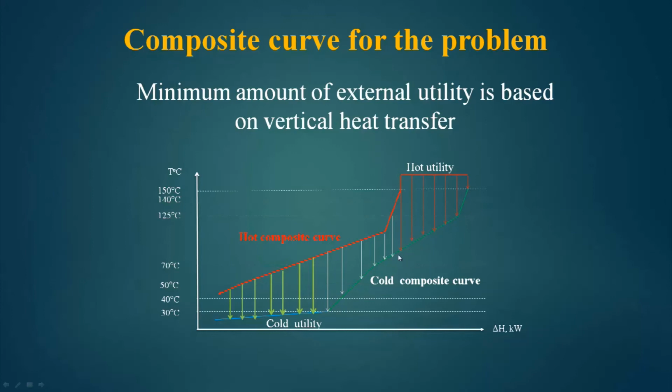This is the cold composite curve. Similarly, the cold composite curve ends here, and this is the protruded portion of the hot composite curve. So, this hot composite curve will vertically pass heat to the cold utility which is here. So, in this case we consider that the utilities are transferring heat vertically, as well as the process to process heat transfer is also taking place vertically.